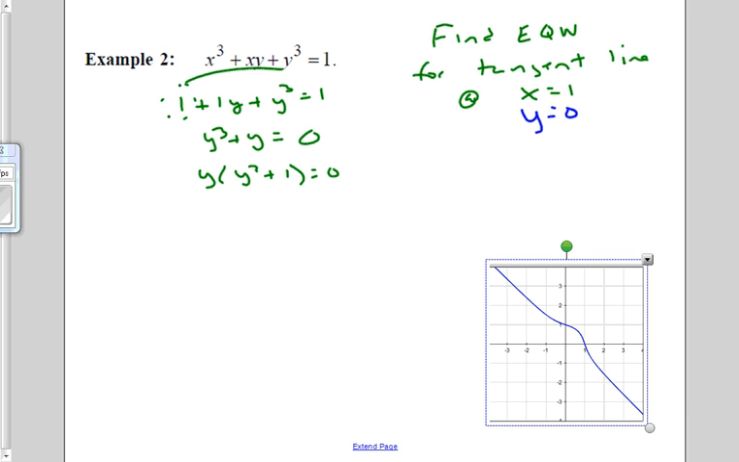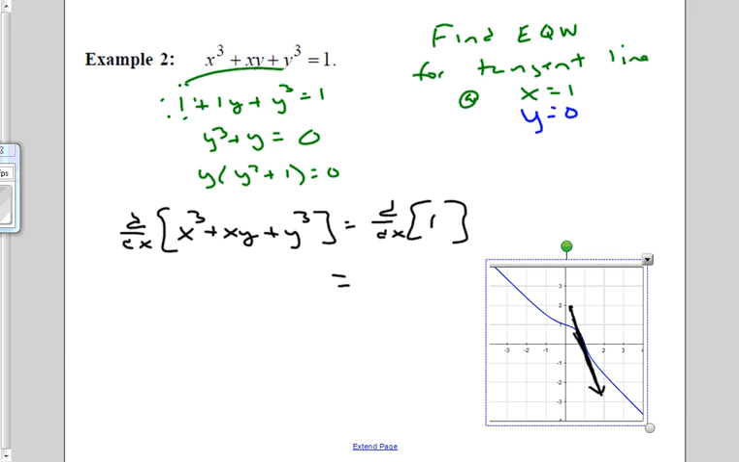So I want to find the equation for this tangent line. We're talking about this tangent line, right? That tangent line right there. So what we need to do is implicit differentiation. So let's take the derivative with respect to x of both sides. And up here, we're going to need to start using some of our new rules, product rule and chain rule. In this case, just the product rule.